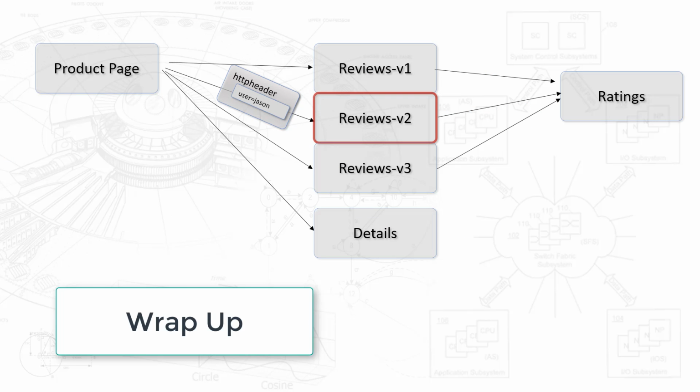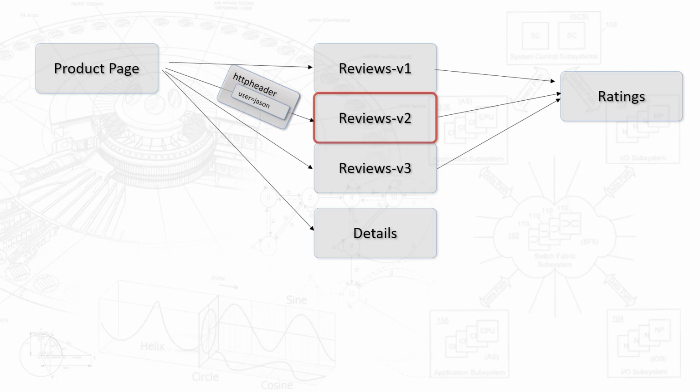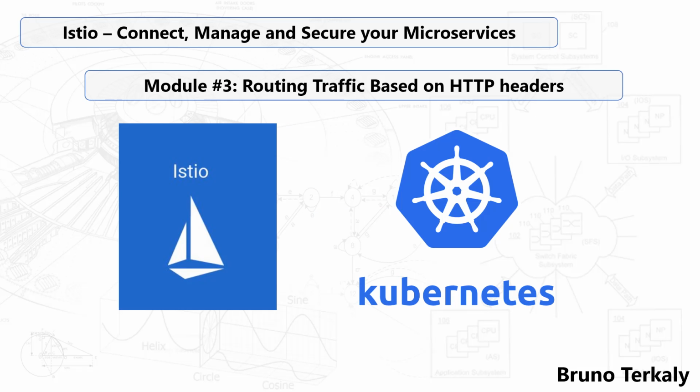So this sums up this particular module. The idea was that given an HTTP header where user equals JSON, the reviews version 2 will get called based on some custom route rules that we set up with Istio. So we walked through all the details. Hope you got some use out of it and look forward to seeing you in the next video.